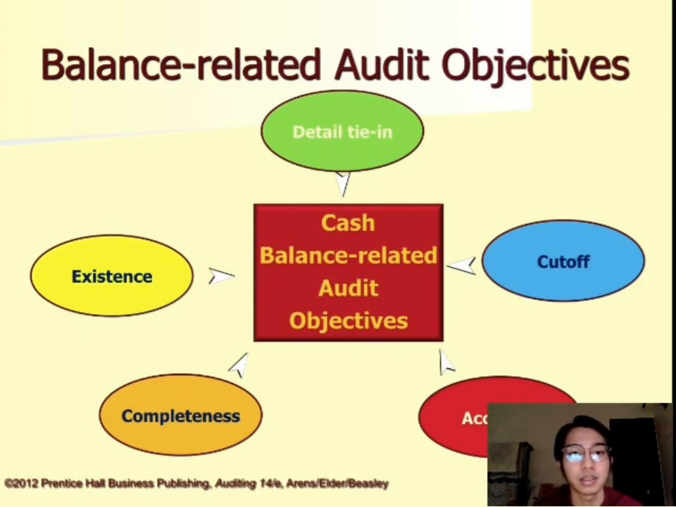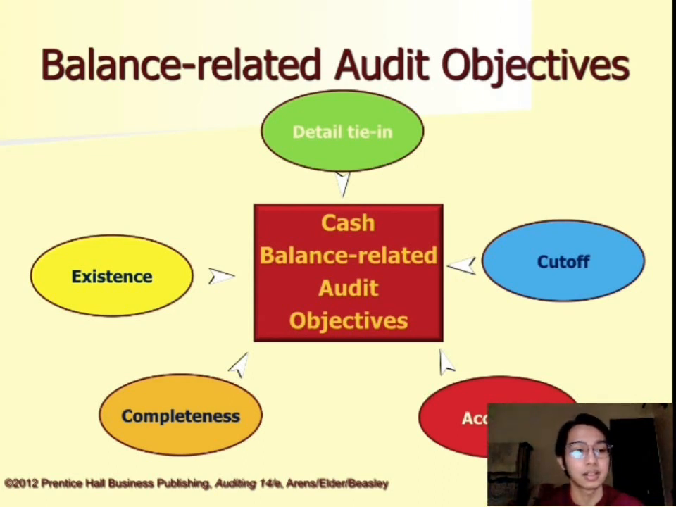Today I am going to present a little bit about balance related audit objectives. Okay, let's start. There are five of them in balance related audit objectives, and the first one is detail tie-in. Detail tie-in is basically that the cash in the bank as stated on the reconciliation foots correctly and agrees with the general ledger.